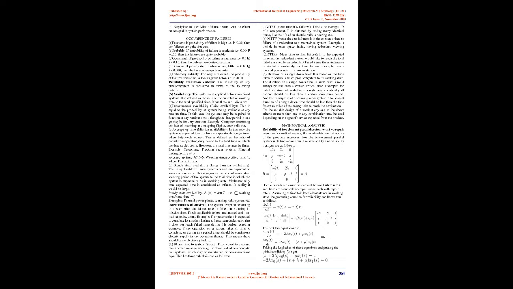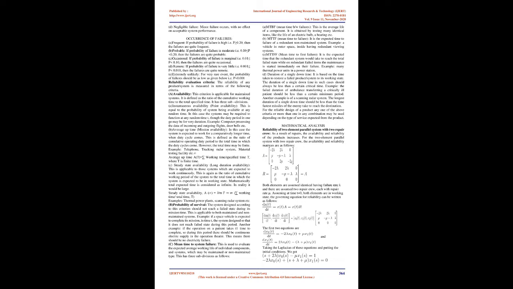E. Extremely unlikely: for a very rare event, the probability of failure should be as low as given below, i.e. p ≤ 0.001. Reliability evaluation criteria. The reliability of any product or system is measured in terms of the following criteria. A. Availability. This criterion is applicable for maintained systems. It is defined as the ratio of the cumulative working time to the total specified time.